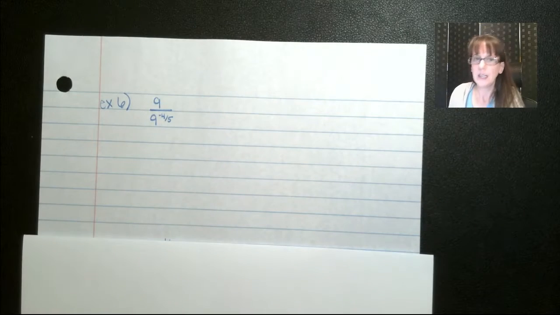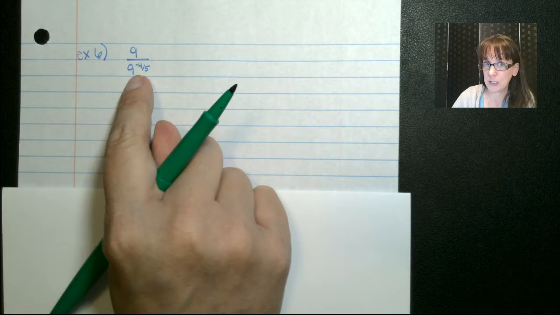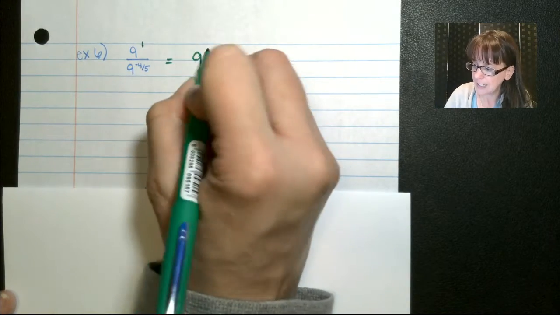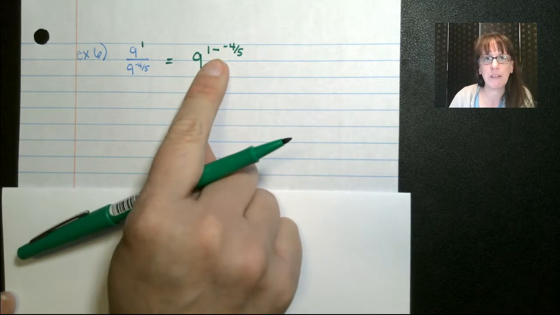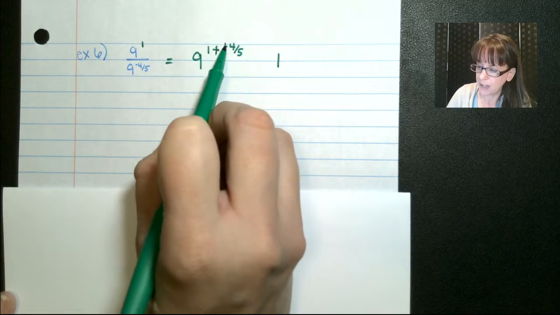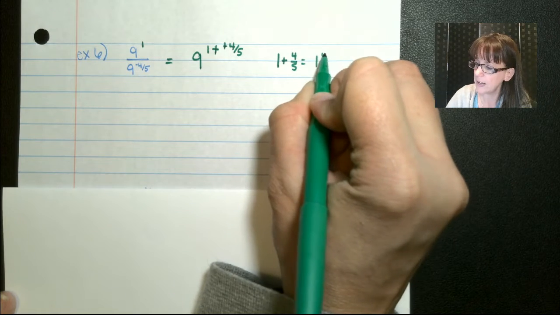Example number 6. So we have 9 to the 1 power over 9 to the negative 4/5 power. So remember, when we're looking like this, it's subtraction. There's a 1 right here, because if it's not shown, it's an exponent of 1. So what I have here is 9 to the 1 minus negative 4 over 5. Let's just worry about that fraction bit for a second, and then we'll slap it on the 9 when we're done. Remember, add the opposite when you have a subtraction. So really we're saying 1 plus 4 over 5, which equals 1 and 4/5.